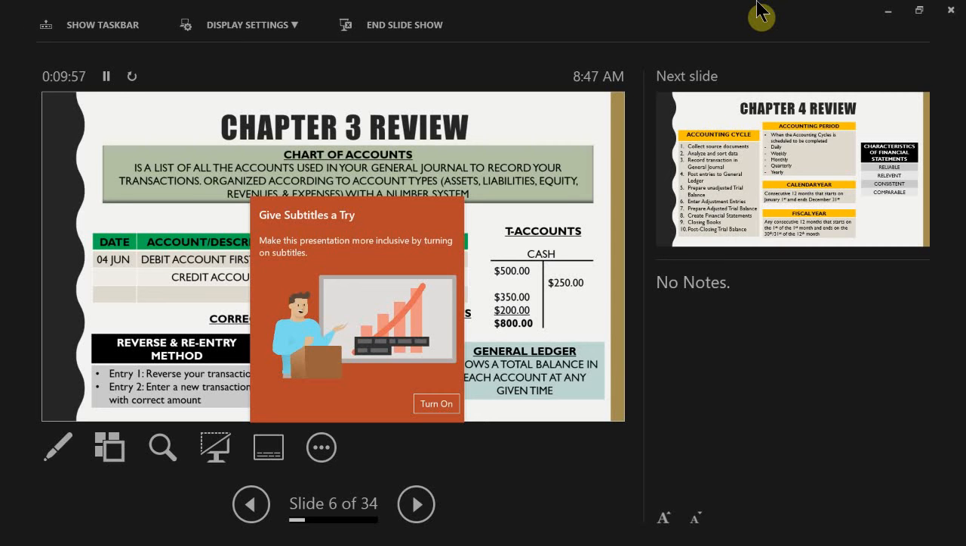But you do need to know how to correct a journal entry, so make sure you know the difference between the reverse and re-entry method as well as the error cancellation method.